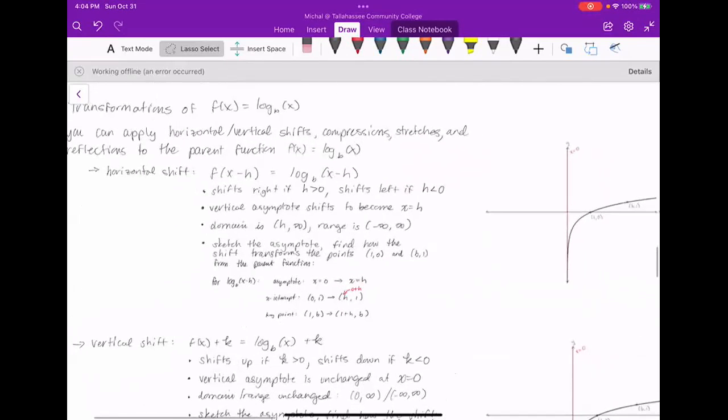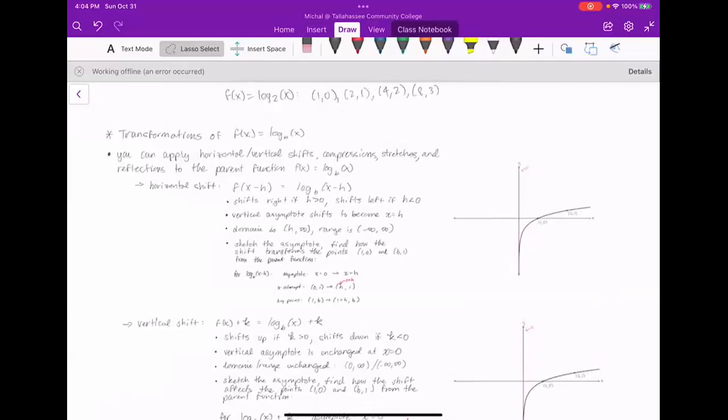All right, so now the other thing I'm going to talk about before the end of our little lecture here is the fact that I can transform my graph f of x equals log base b of x, just like I could any other function. It's a one-to-one function, so I have no troubles doing any of the transformations on it.